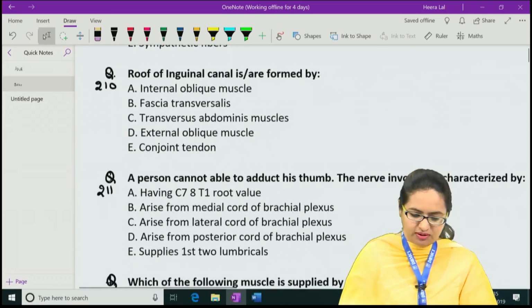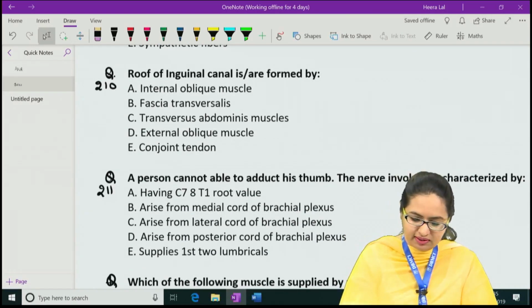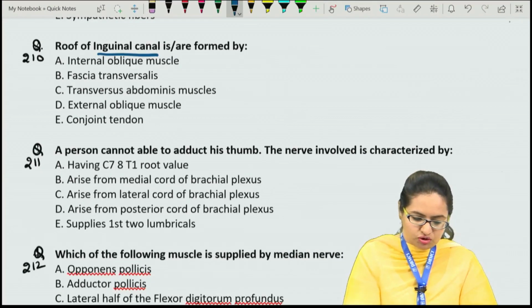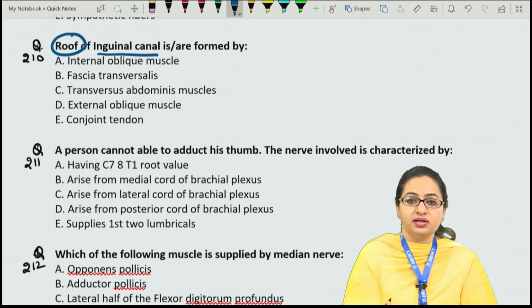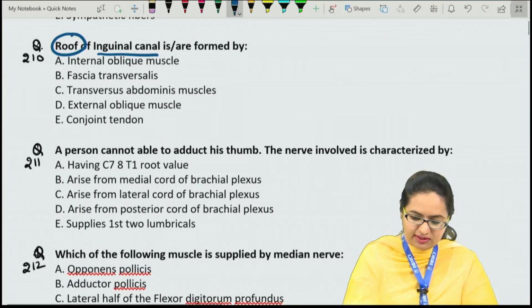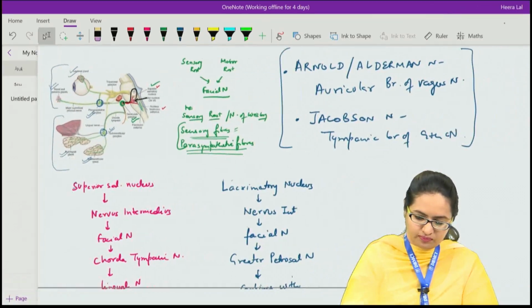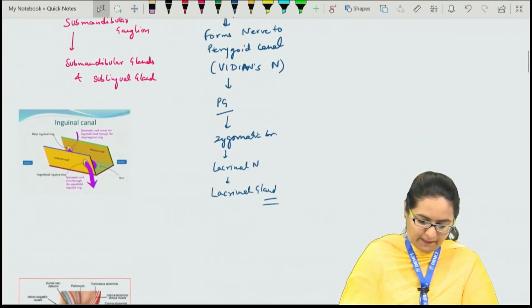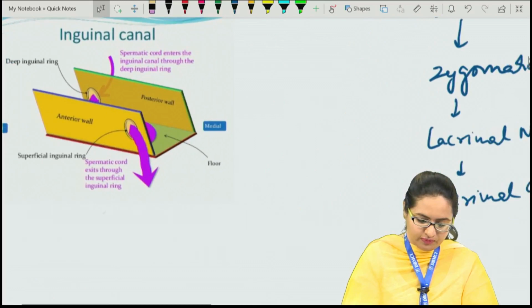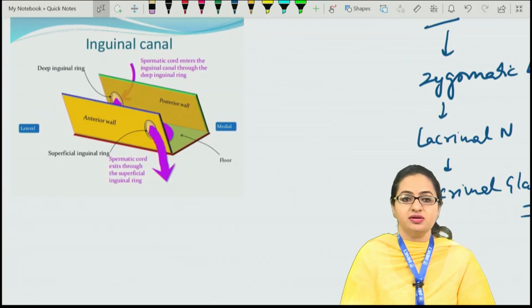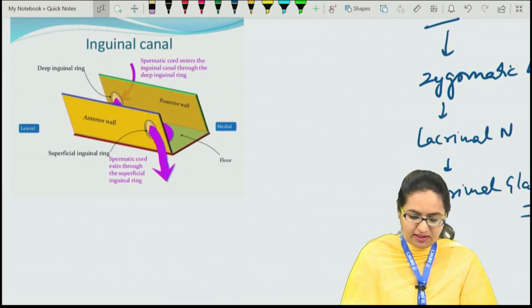Now the next question is regarding the inguinal canal, and it is talking about the roof of the inguinal canal. So let us first discuss the inguinal canal. Over here we can view a schematic diagram which is showing the inguinal canal.